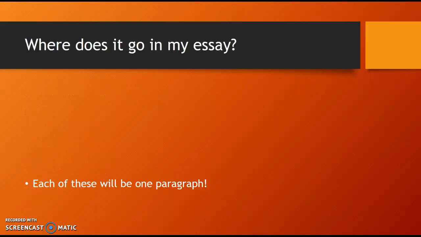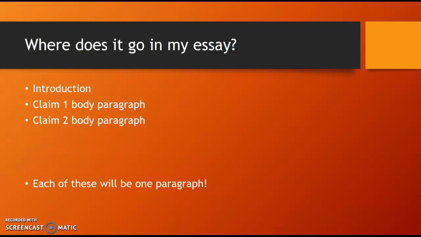So where does it go in your essay? Your essay layout is going to go like this. You're going to have an introduction, that intro paragraph we've been working on with the hook, background, and thesis. Then you're going to have the claim 1 body paragraph that's from your first because. Then the claim 2 body paragraph. Then you're going to have the counterclaim and rebuttal paragraph that I'm going to show you how to do now. And finally, your conclusion. Each one of these will be 1 paragraph for a 5-paragraph essay.